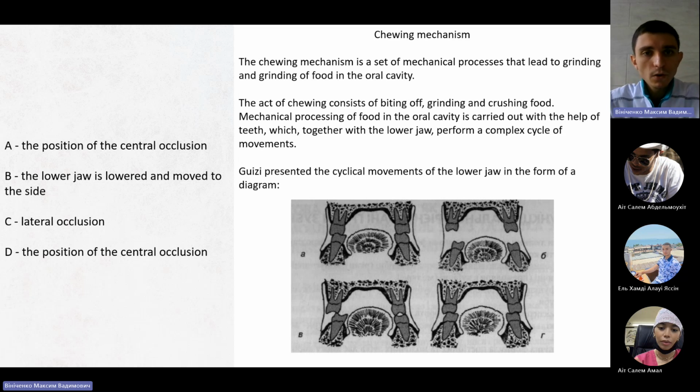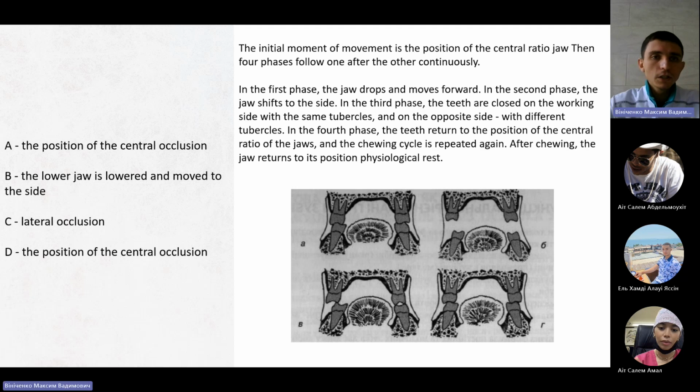Mechanical processing of food in the oral cavity is carried out with the help of teeth, which together with the lower jaw perform a complex cycle of movements. Gizi presented the cyclical movements of the lower jaw in the form of this diagram. So it is called the Gizi diagram. The initial moment of the movement is the position of the central relation of the jaw. Then 4 phases follow one after the other. We talked about it, and this is the text.